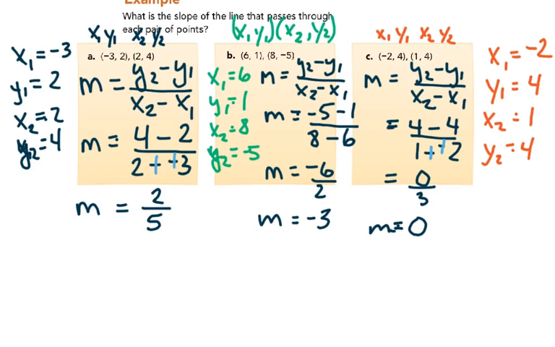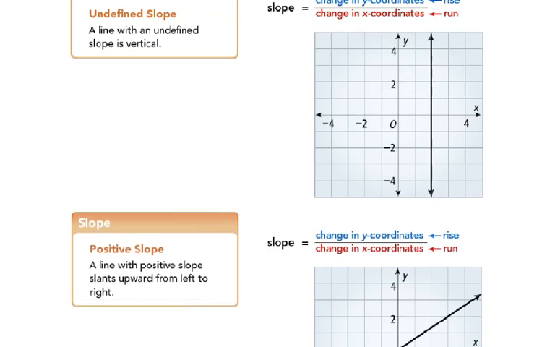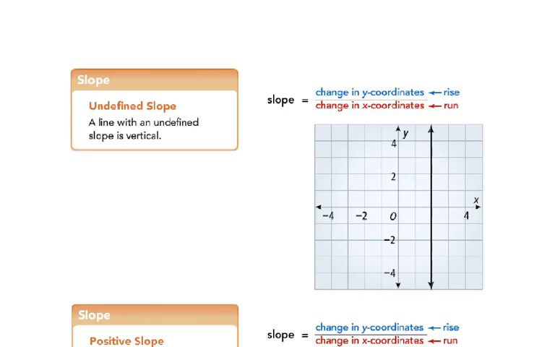This next page talks about different types of slopes. So with an undefined slope, look at the picture here. We are talking about the change in y's. So the y's change a lot here, but the x's, which is going left and right, those don't change at all. They are always right here. The x values don't change.